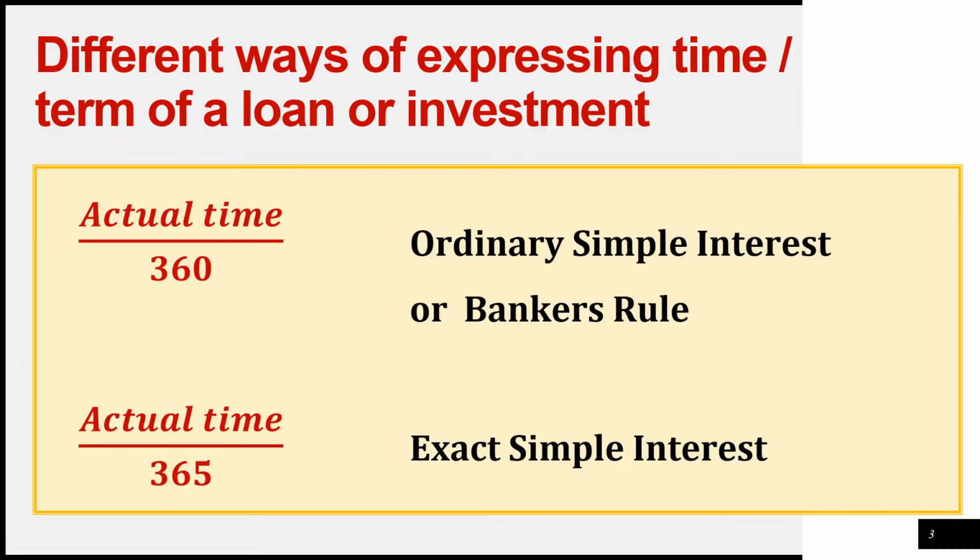There are two different ways on how to identify the time between two particular dates in computing for the simple interest that does not reach a year but is computed in days. We have the ordinary simple interest or the banker's rule and the exact simple interest. For the ordinary simple interest, the actual time is divided by 360, while on exact simple interest, the actual time is divided by 365.